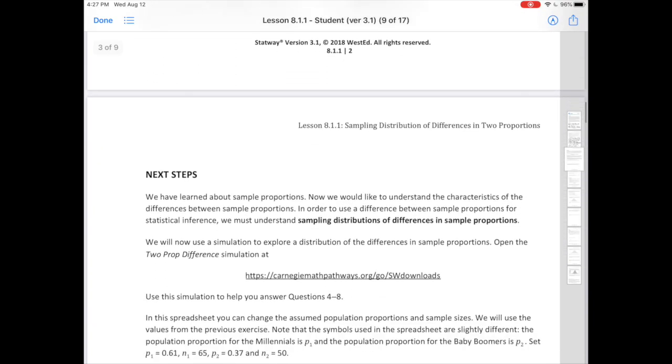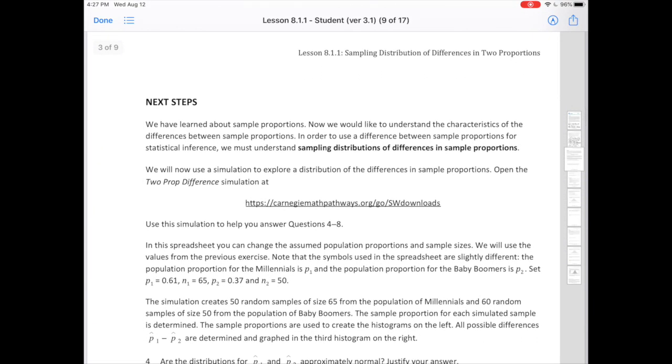Okay, let's keep going here. Next steps. We have learned about sample proportions. Now we would like to understand the characteristics of the differences between sample proportions. In order to use a difference between sample proportions for statistical inference, we must understand sampling distributions of differences in sample proportions. We will now use a simulation to explore a distribution of the differences in sample proportions. Open the two-prop difference simulation at the link. Use the simulation to help you answer questions 4 through 8. So I'm going to cut to that right now so that we can continue.